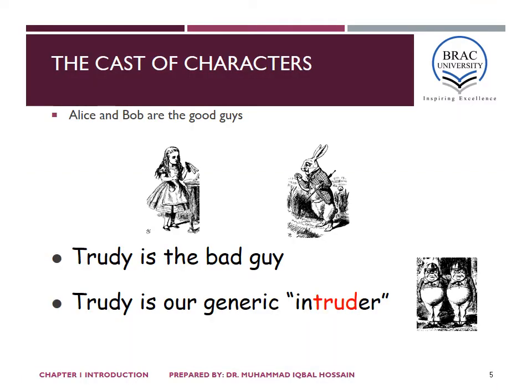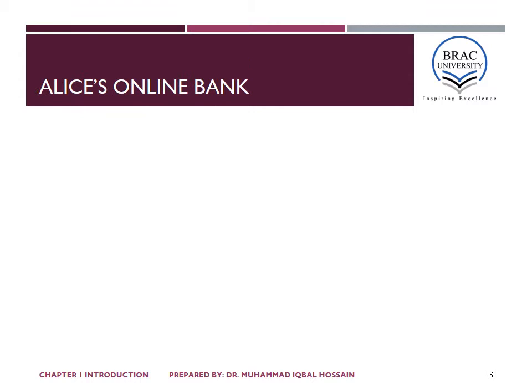In this book we have three main characters: Alice, Bob and Trudy. Alice and Bob are the good guys and Trudy is the bad guy, the hacker, or we can say the intruder. Okay, so let me give you an example. Suppose Alice opens Alice online banking.